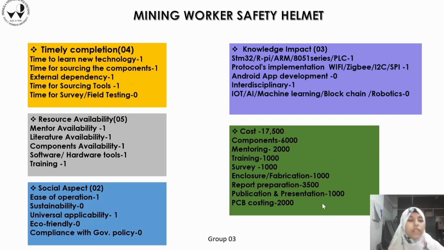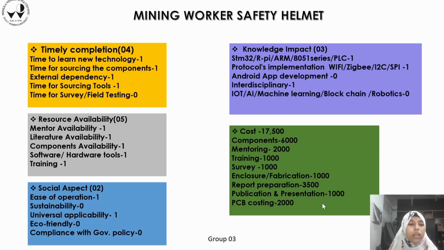Resource availability, in which mentor availability and literature availability. Mentor availability: we need a mentor who can guide us for this project, because this project is related and useful for the miners who work in mines. So we have given it one. Literature availability: there are so many literature and papers available, so we have given it one. Components availability: the components required for this project are locally available and can be purchased online, so we have given it one.